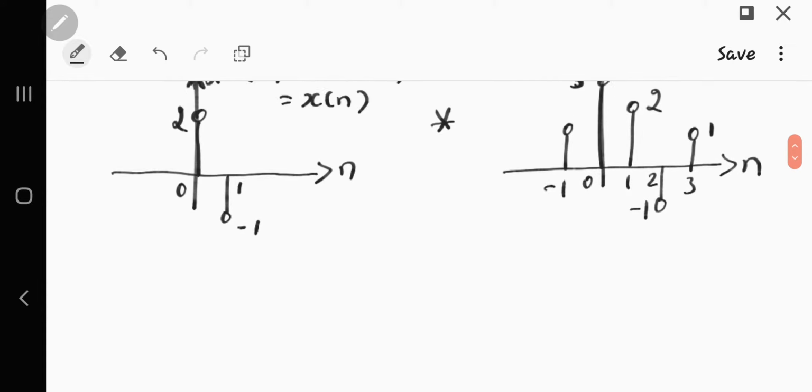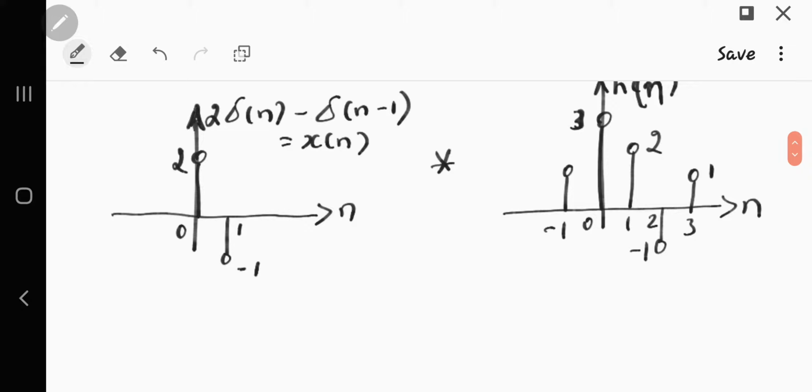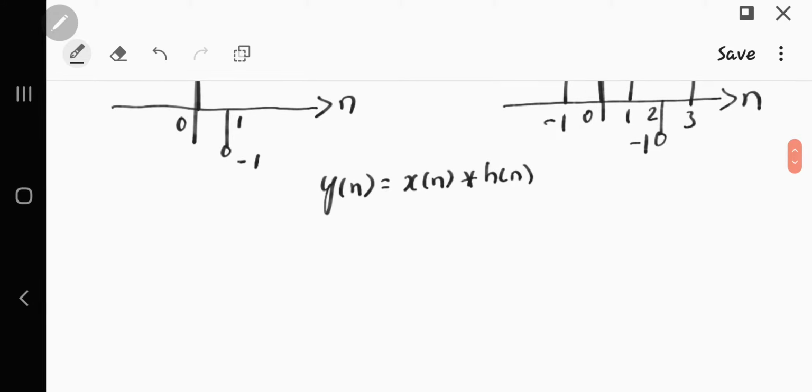Since going through the signals, we can see x of n has fewer samples, I will prefer this one: y of n is equal to x of n convolved with h of n, keeping x of n constant and h of n as the time shifted one. So you can elaborate this as summation k is equal to -infinity to +infinity x of k h of n minus k. This is just for clarification of which signal you are keeping constant and which one will be the time shifted one.